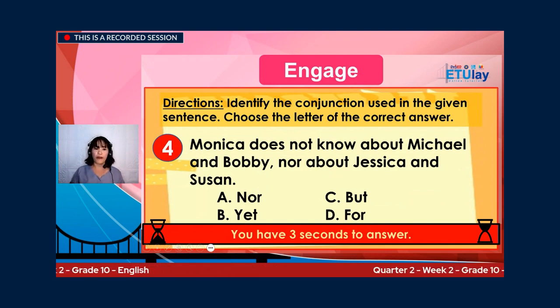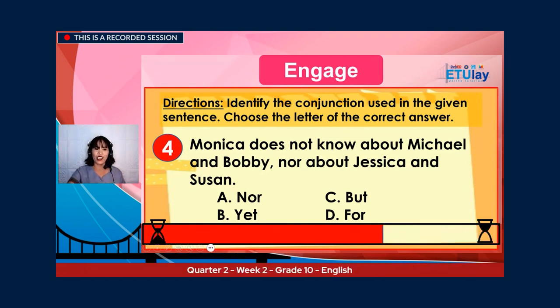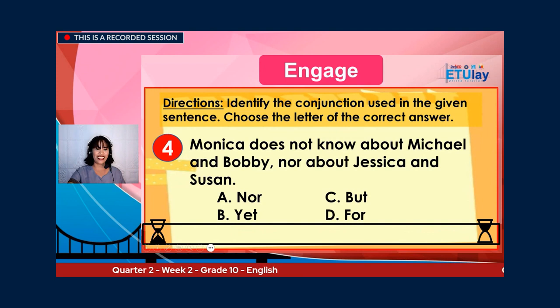For number 4, Monica does not know about Michael and Bobby, nor about Jessica and Susan. Again, Monica does not know about Michael and Bobby, nor about Jessica and Susan. Is it A, nor, B, yet, C, but, or D, for? You have 3 seconds to answer. Which is the conjunction here?